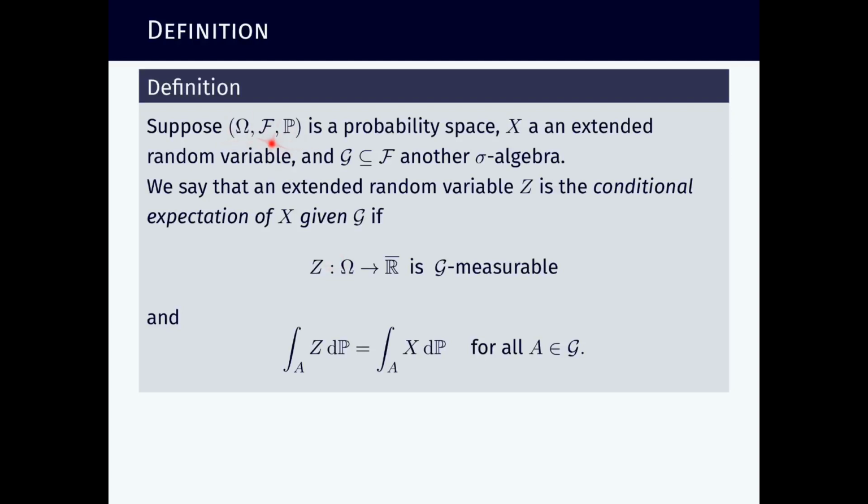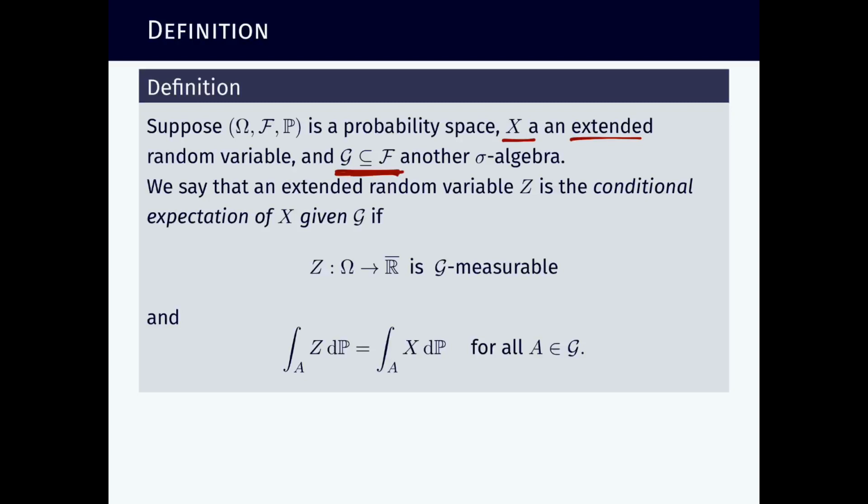We have a probability space, and on that probability space we have an extended random variable X, and we have a smaller sigma algebra. And this is when sigma algebras start to have an important role in the theory. They're not just this object that we had to accept because of the measure problem. Sigma algebras are actually useful objects.